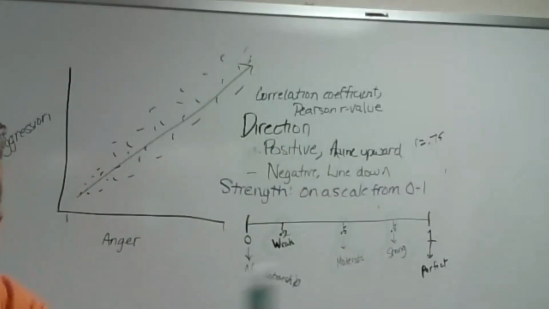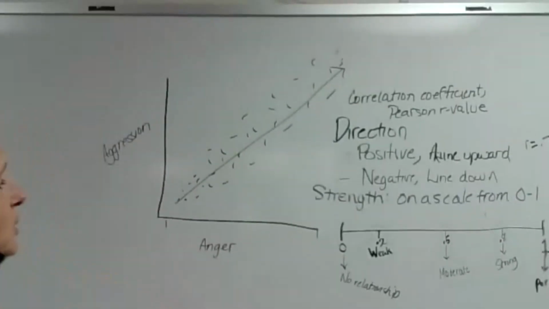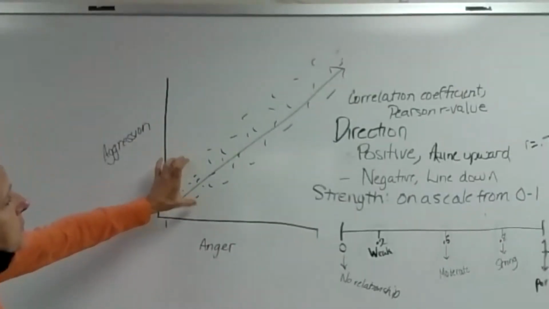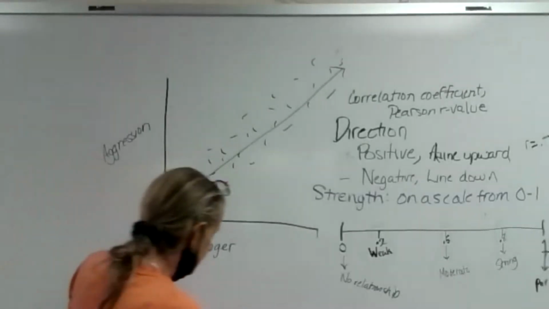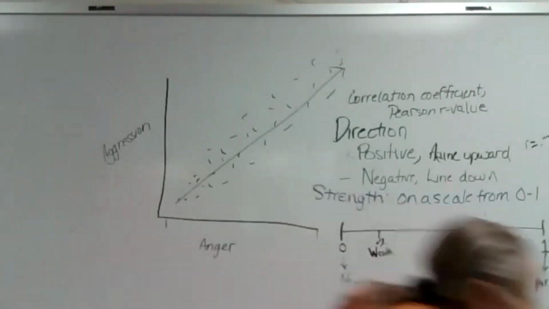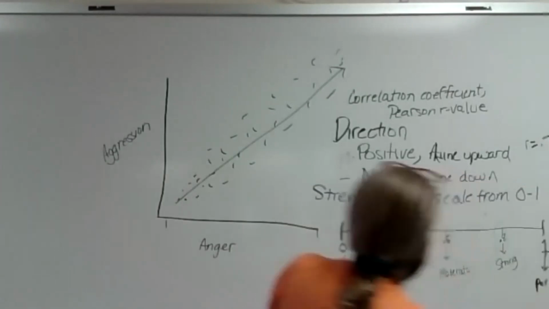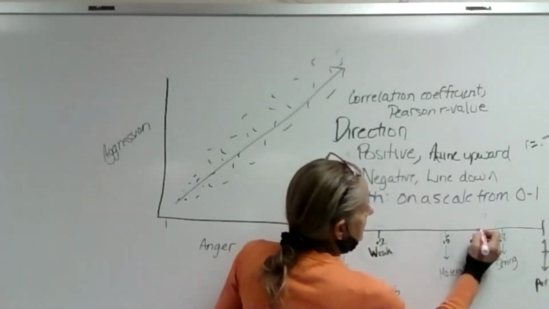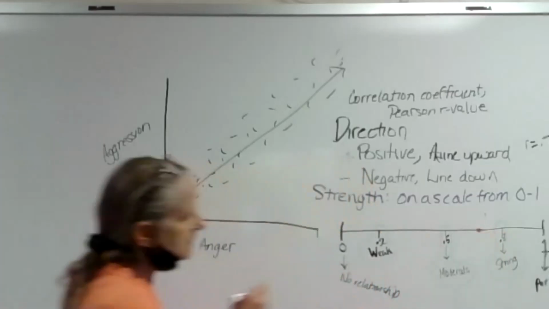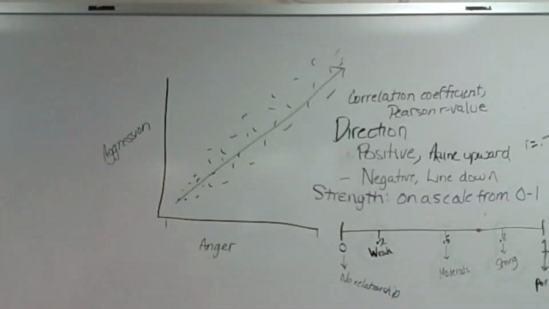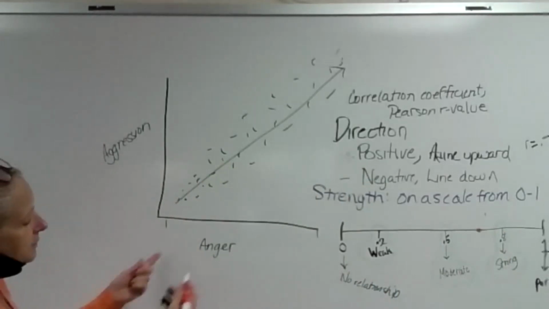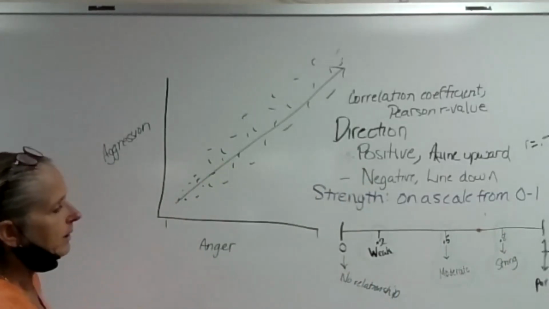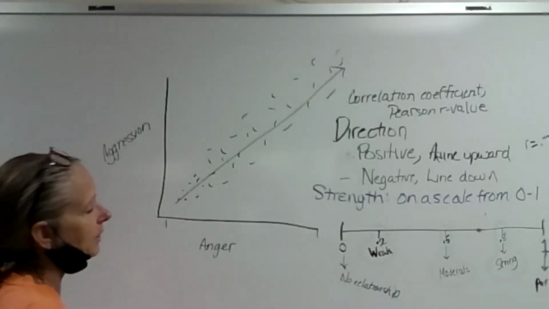The relationship that I drew here would probably be in the moderate to strong range. So it would fall somewhere maybe up in here, maybe even a little higher. This is a pretty decent relationship. Anger pretty strongly predicts level of aggression. Other factors might come into play, like how well the person has learned to work with their anger.